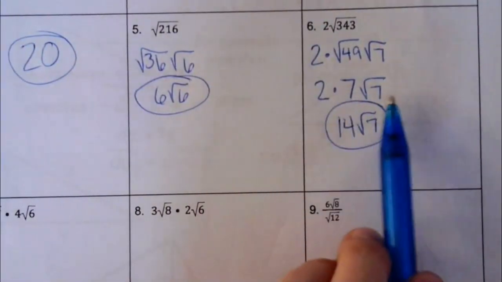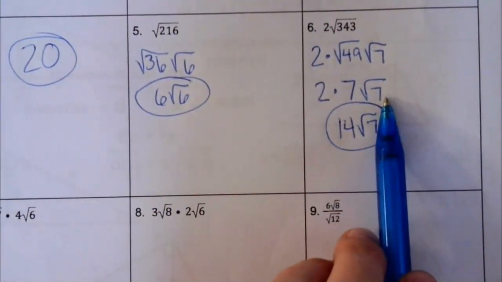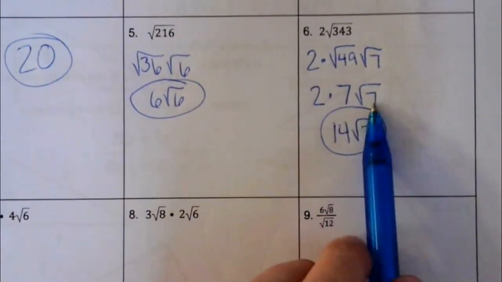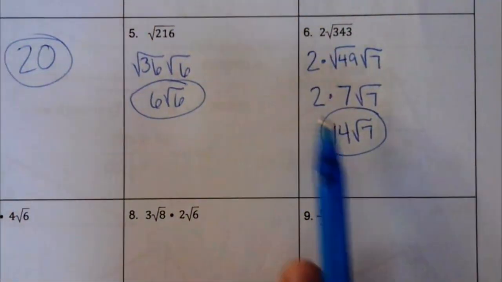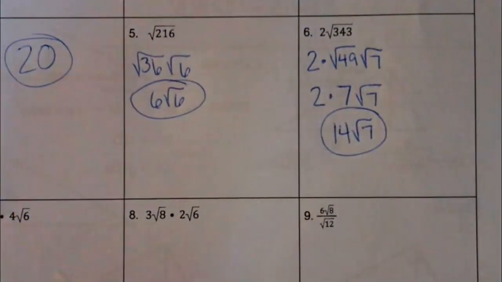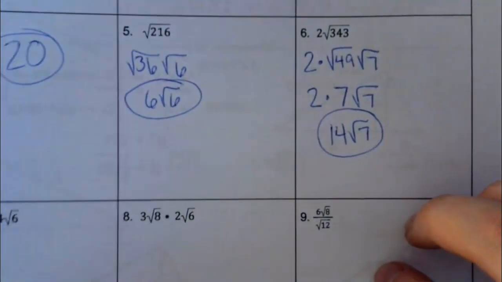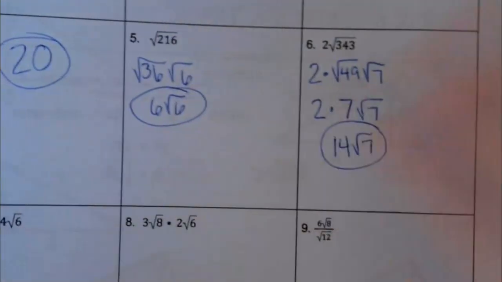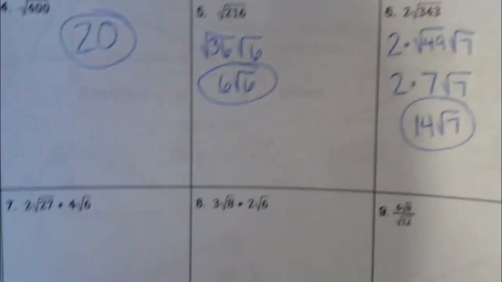You cannot multiply this 2 by the 7 underneath. I see that a lot. People are wanting to multiply these together. They don't match. Can't do that. You can multiply these because they are outside the square root. All right, so this is your final answer for this one.